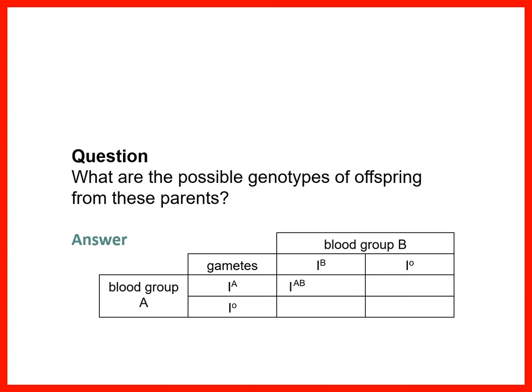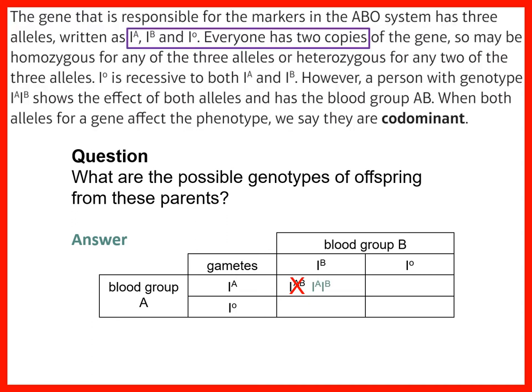And if you've got an IA and an IB in the two gametes, when they fertilize and fuse together, they do not form IAB. We know that the blood group will be AB, but there is no allele called AB. So that is wrong. It should be IAIB. Everyone has two copies of these genes. So IA is one copy from one gamete, IB is another copy from another gamete. So a classic mistake in an exam is to write down IAB. There is no allele called IAB. Even though the blood group is called AB, the two alleles are IAIB.